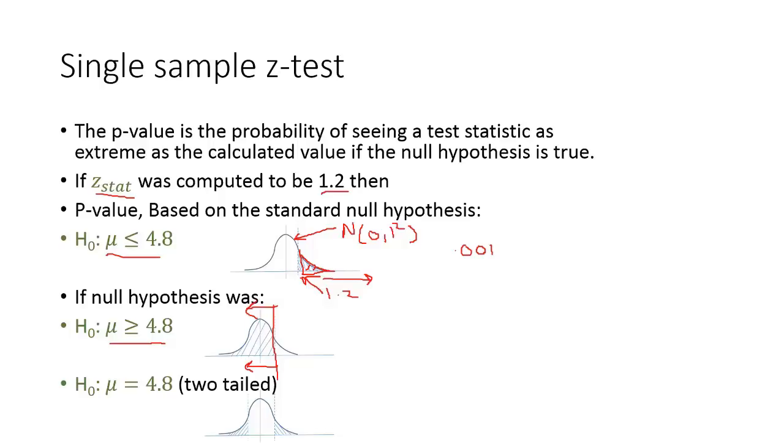So for instance, your z-stat was computed to be exactly equal to 0. You know that if your null hypothesis was mu is greater than 4.8, that it will be 0.5. So any z-stat even greater than that is bound to be greater than 0.5, and you don't need statistics for that. But another interesting situation which a lot of people work with is called the two-tailed case. These two are called one-tailed.